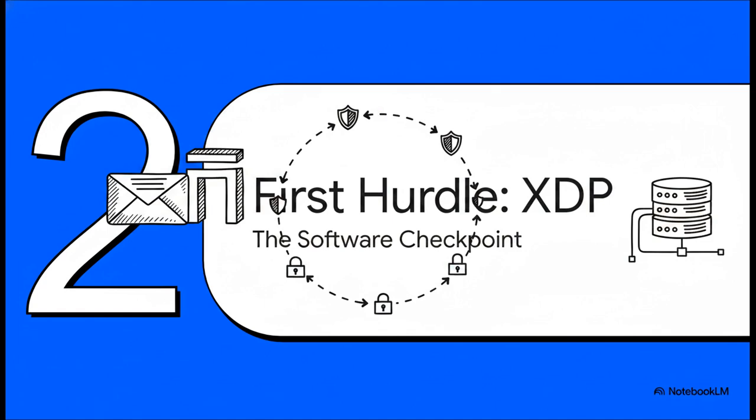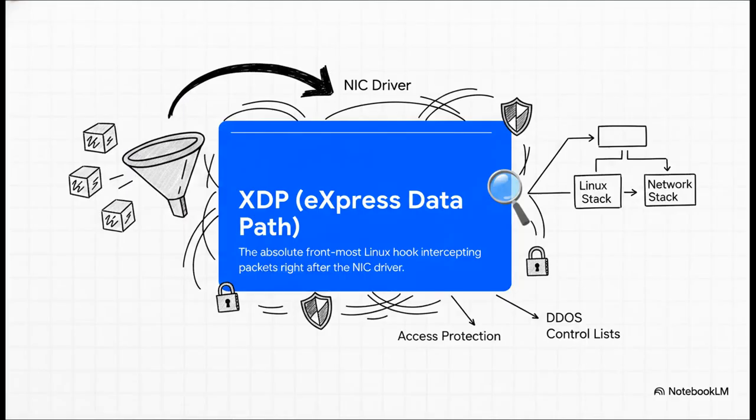First hurdle, XDP. Now we run into XDP, which stands for Express Data Path. This is the absolute frontmost hook in the Linux operating system. It intercepts packets immediately after the NIC driver pulls them off the hardware, way before they ever hit the heavy, complex main Linux network stack. If you're running a modern CNI tool like Cilium, it's actually leveraging XDP right here to run high-speed access control lists and incredibly efficient DDoS protection.